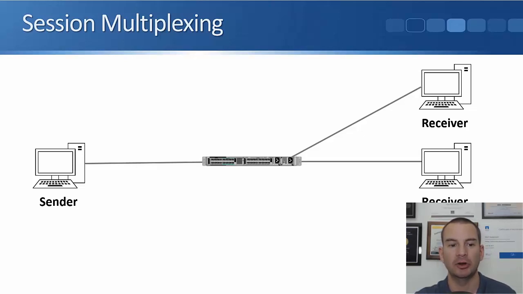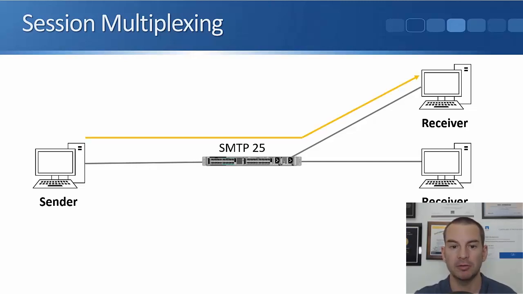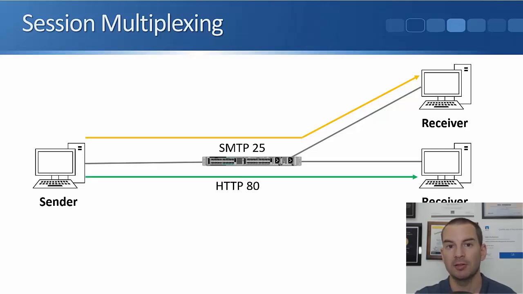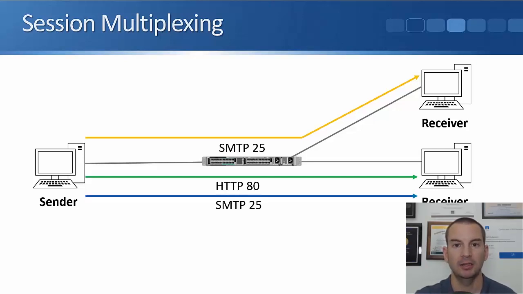In the example here, I've got a sender on the left, and there's going to be a couple of receivers over on the right. The sender sends some email SMTP traffic to the top receiver on port 25. It also sends some web traffic on HTTP port 80 to the bottom receiver, and it's also sending email traffic on port 25 to the bottom receiver as well. So you can see from the sender on the left, we've got three sessions from it. The top receiver on the right has one session, and the bottom receiver has two sessions.